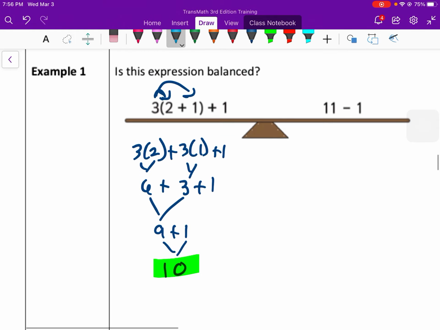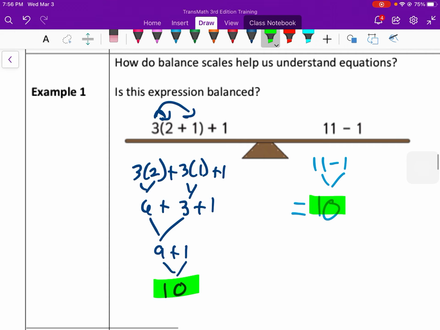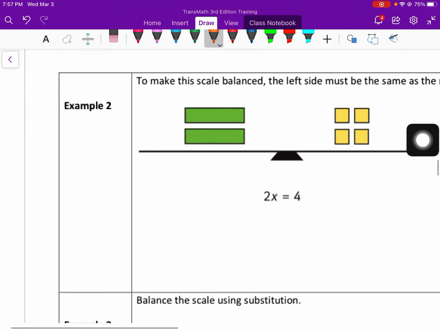And let's check. So we have 11 minus 1. I'm going to rewrite it. It's a difference. The positive sign is greater than, so it's going to stay positive. And the difference is 10. And so that's good. 10 equals 10. That's what we wanted. So when it asks, is the expression balanced? Yes, it is. We verified because both sides of the balance scale here equal 10.